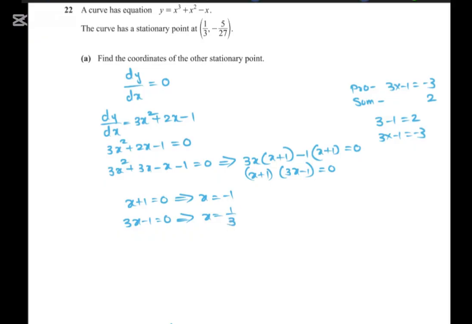So 1 by 3 is already given to us. This is the turning point where x is 1 by 3, y is minus 5 by 27. So we will take the other one, x as minus 1, and find the y value. When x is equal to minus 1, y is equal to, take this equation and substitute minus 1 in the place of x: minus 1 cube plus minus 1 whole square minus of minus 1. Minus 1 cube is minus 1, minus 1 square is plus 1, and minus of minus 1 is plus 1. So minus 1 plus 1 cancel, you get 1.